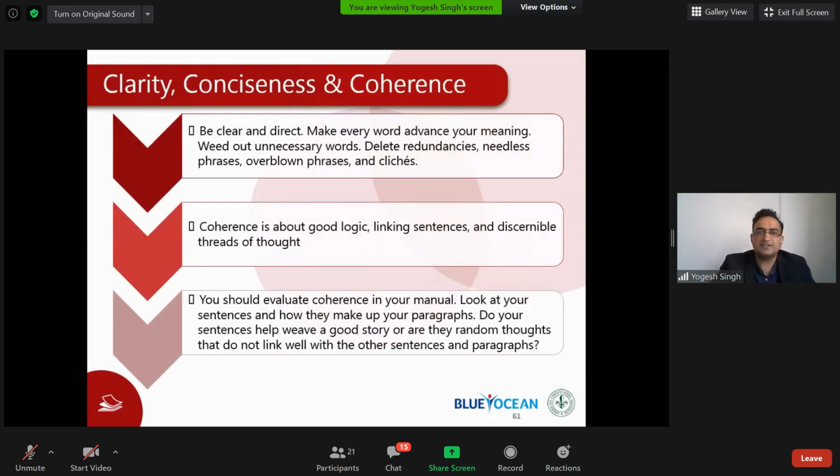3 C's of policy writing. Most important part. The 3 C's of policy writing are: be clear and direct. Clarity. What do you mean by clarity? Don't use unnecessary words. Don't make it long. Remove all redundancy. Don't use cliches, overblown phrases.